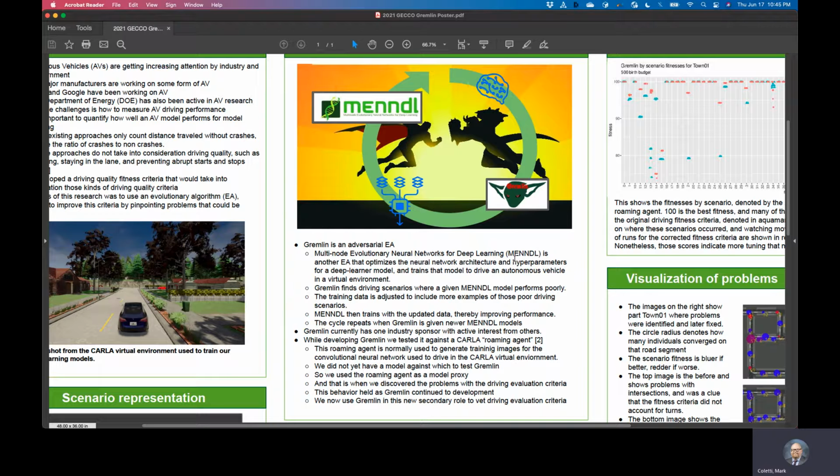When we started out developing Gremlin, we didn't have any models yet to test Gremlin against. So what we did is we took what's called a Carla roaming agent. This is a perfect driving robot that drives around this virtual environment, and we were using that to take regular snapshots of the environment that we would use for training data. But we were also using this roaming agent as a proxy for the model, so that Gremlin could just use this roaming agent to exercise the code to make sure that it was running fine.